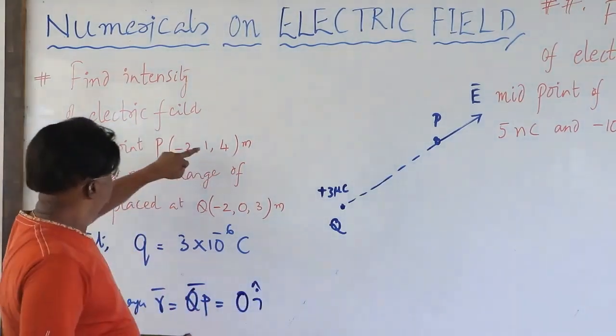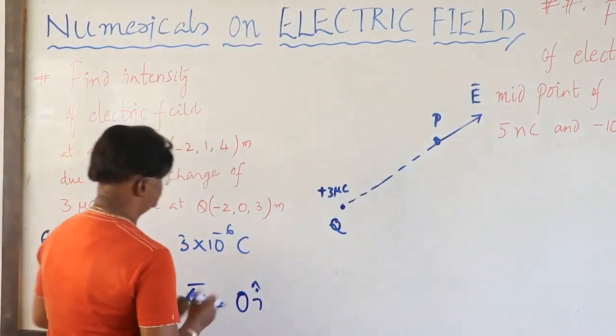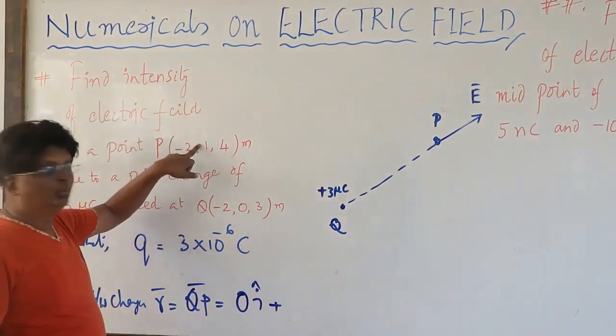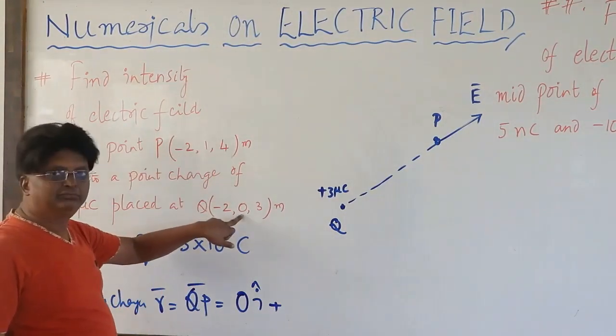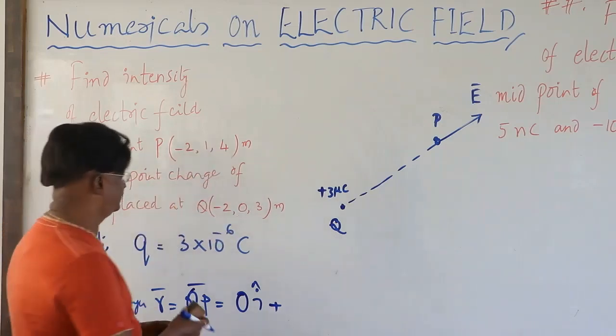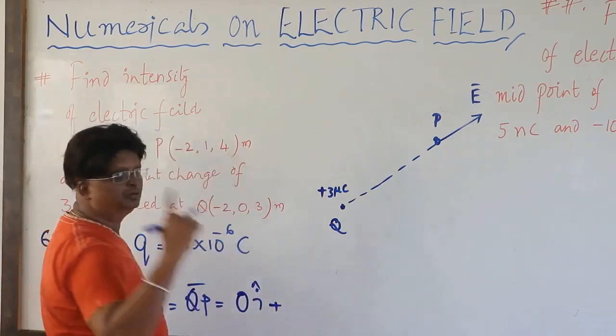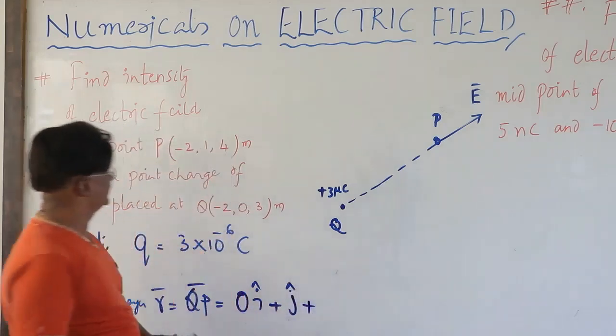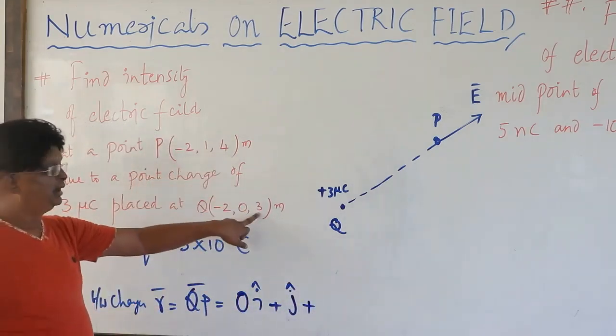Next, I will write plus y2 minus y1. Y1 is 0, y2 is 1. Therefore, this is 1 minus 0, so this is j cap. Next, plus 4 minus 3.